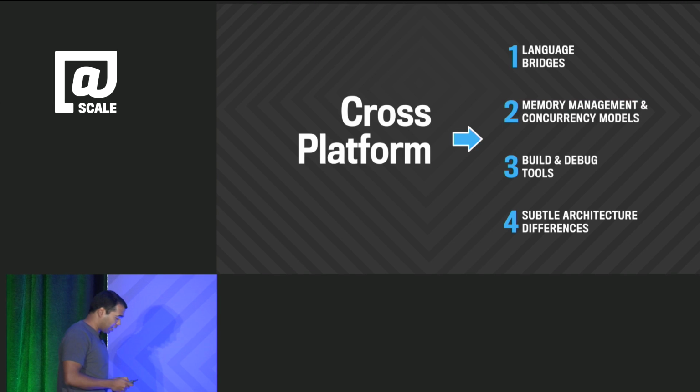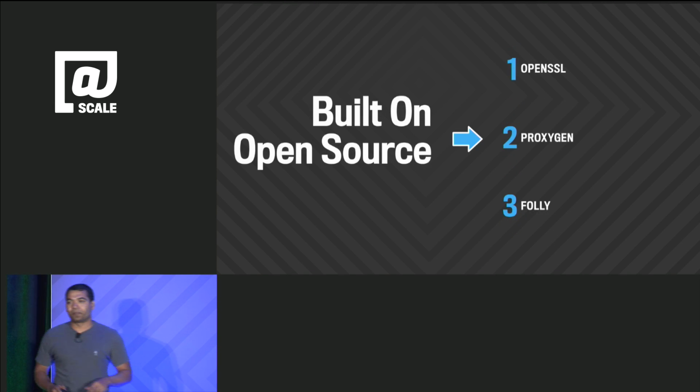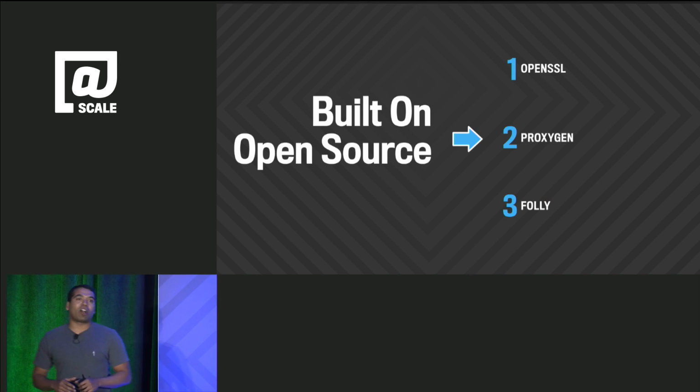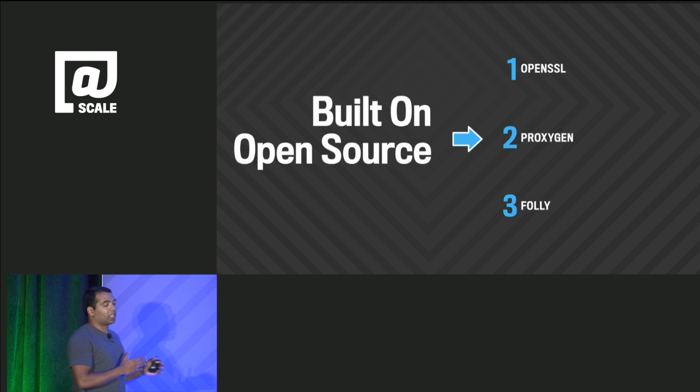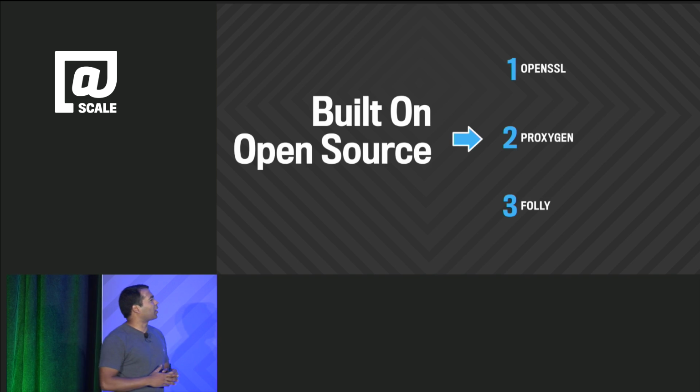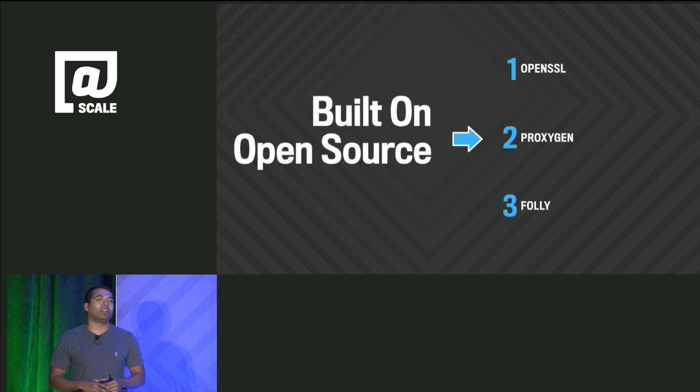So these were the hurdles, but we crossed them. The end result turned out to be pretty sweet. The first of them is that we are building on top of open source. The building blocks for this mobile Proxygen are the same as for Proxygen: OpenSSL, Folly. So at this point, you might look at OpenSSL and say, dude, haven't you heard of Heartbleed or Poodle?